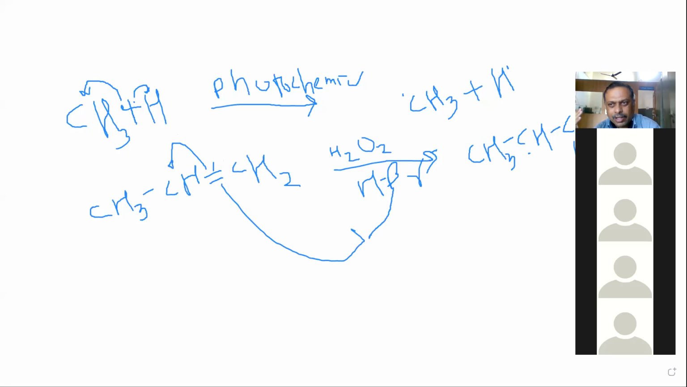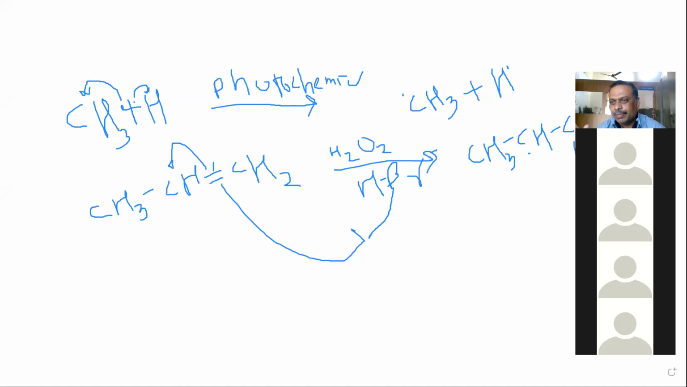Wherever homolytic fission takes place, the reaction proceeds through a free radical mechanism. When heterolytic bond fission takes place, the reaction proceeds through either a carbocation or a carbanion as the intermediate. These are the two types of fissions, heterolytic and homolytic. What is the difference between them? In heterolytic fission, the bond pair electrons go with one fragment.